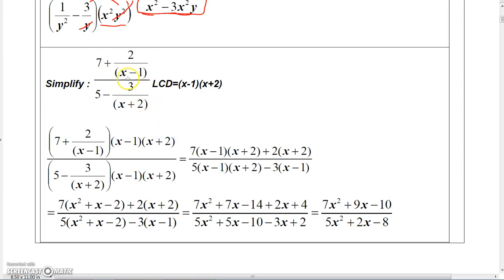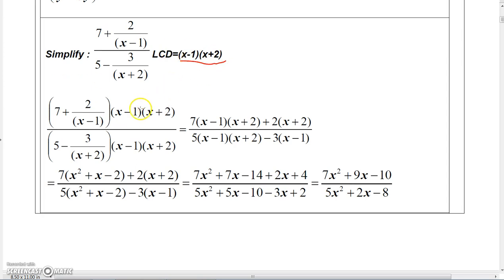So now I need to figure out what will eliminate both of these denominators, x minus 1 and x plus 2. Well, the product that will eliminate them is x minus 1 times x plus 2. So I'm going to multiply this product by each one of these terms. Now, this can be a little tricky, so I'm going to multiply the top by x minus 1 times x plus 2 and the bottom by x minus 1 times x plus 2. Alright, now this right here, I'm going to multiply 7 times x minus 1 x minus 2.